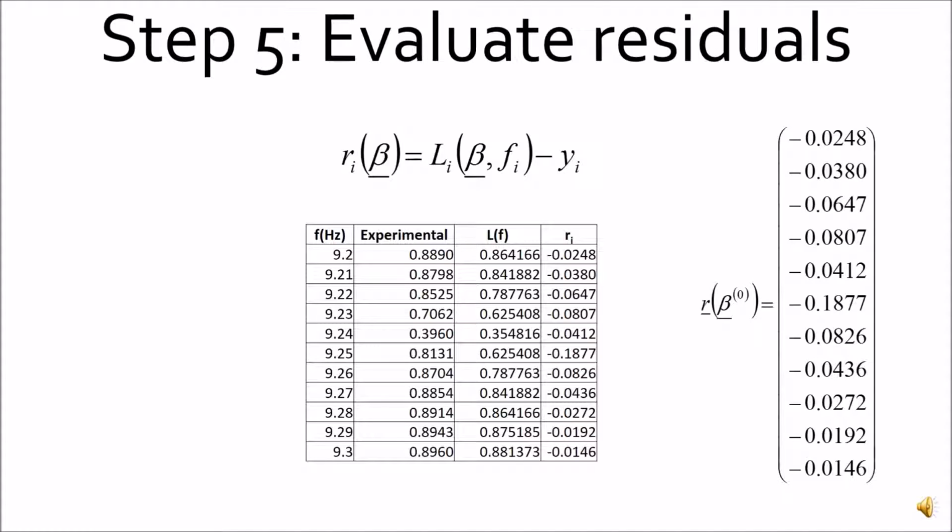And then we can just put each of these values into a column vector, and because there are 11 data points, there are 11 elements in our column vector, and this is the residual vector for initial starting values. So that's why we have beta 0 inside of the brackets there, to indicate that this is the residuals calculated for the set of parameters we've used as our initial guess.